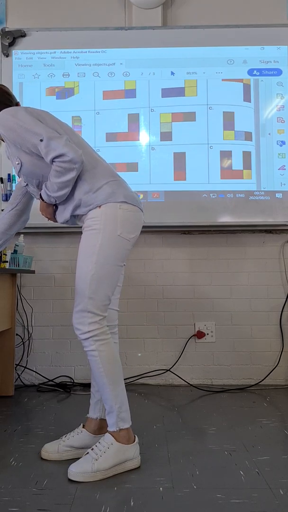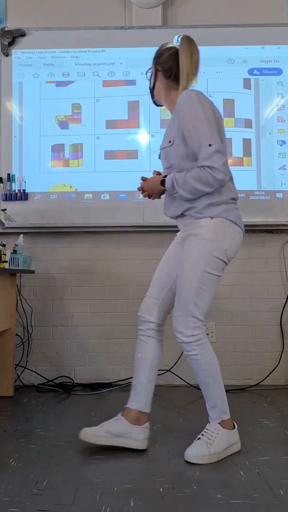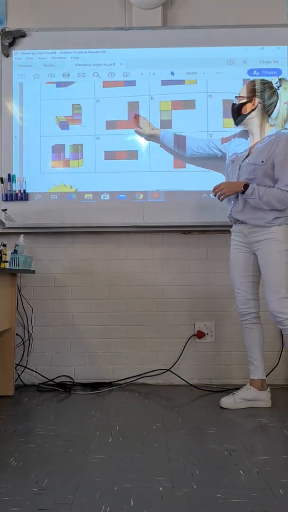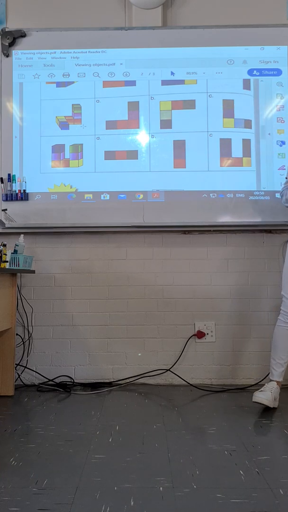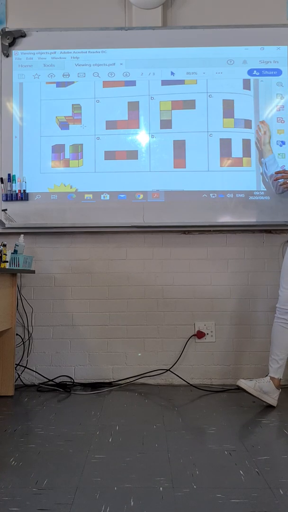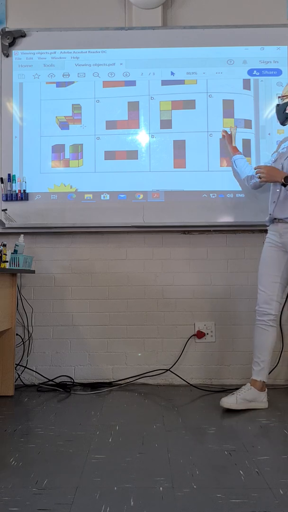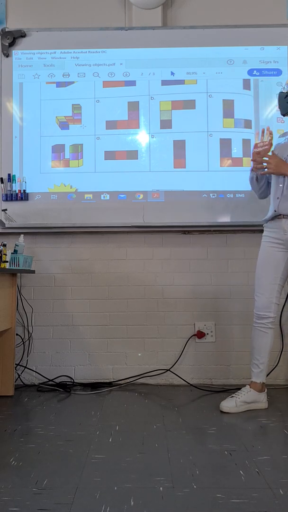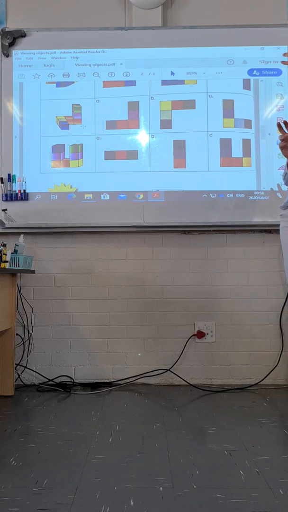Okay, so let's look at the next one. I want you to try and think in your heads. What do you think A, B, and C are? Do you think they are the top, the side, or the, what's the other one? Top, side, or front? So try and guess what you think they are, and then I'm going to ask you in a minute.